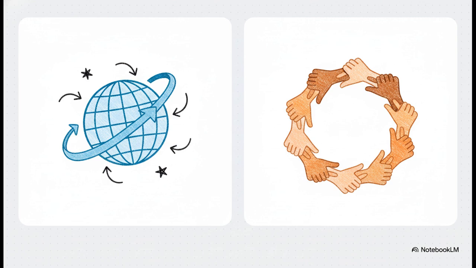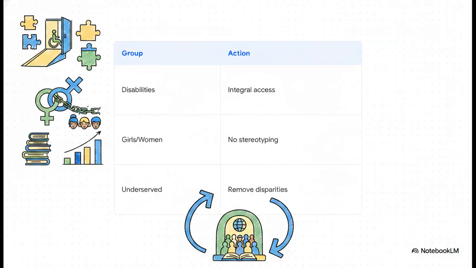Then, a decade later, the 2000 Dakar Framework became a massive collective commitment by 164 countries to achieve comprehensive primary education for everyone by 2015. They made inclusion a top priority for global development. And the beautiful thing is, it wasn't just about disability. These global frameworks required sweeping actions across the board.